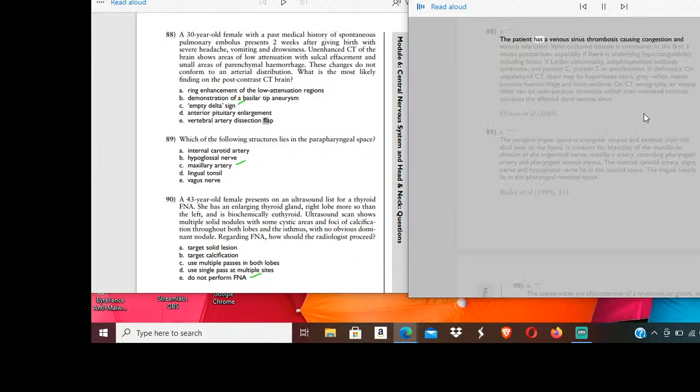88. C. The patient has a venous sinus thrombosis causing congestion and venous infarction. Veno-occlusive disease is commoner in the first 3 weeks postpartum, especially if there is underlying hypercoagulability, including factor V Leiden abnormality, antiphospholipid antibody syndrome, and protein C, protein S or antithrombin 3 deficiency. On unenhanced CT, there may be hyperdense veins, gray-white matter junction hemorrhage, and brain edema. On CT venography, an empty delta can be seen because thrombus rather than iodinated contrast occupies the affected dural venous sinus. Deneen et al.